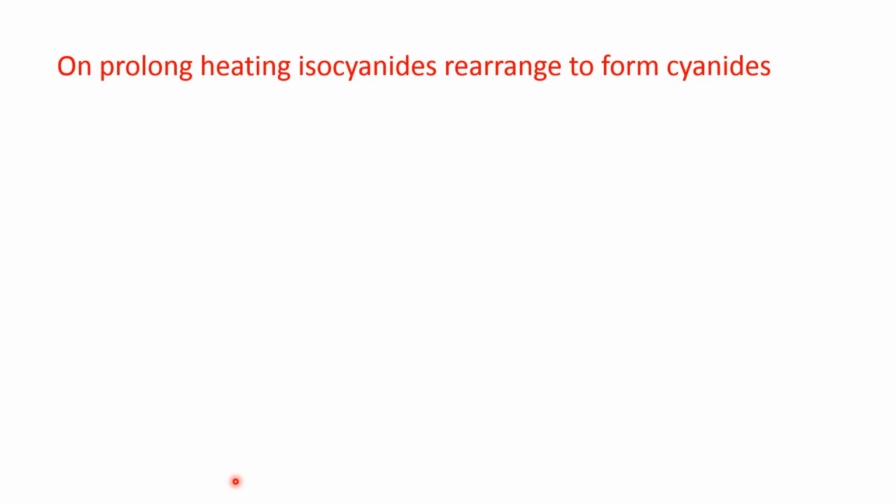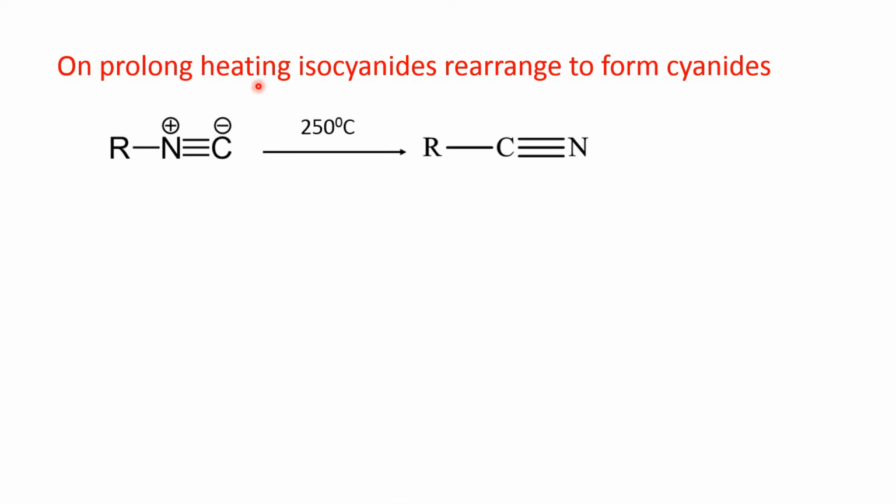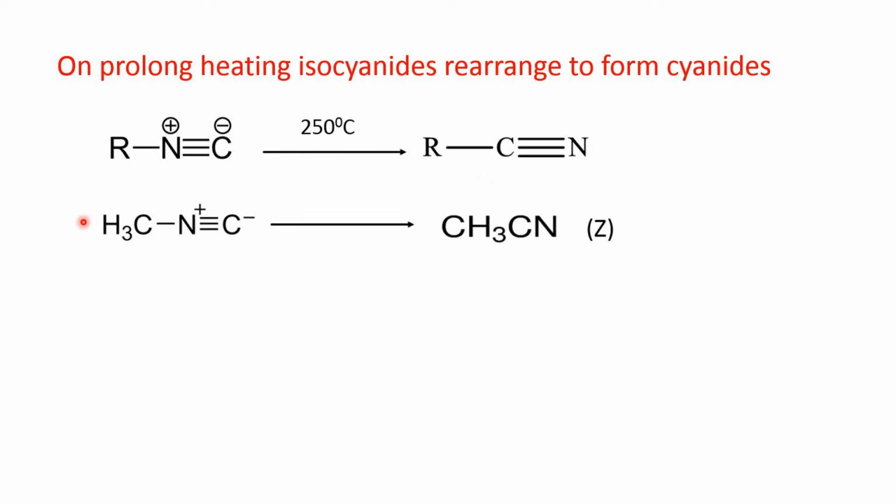Now, on prolonged heating, isocyanide rearranges to form cyanides. That means it undergoes structural isomerism on prolonged heating at 250 degrees centigrade. From isocyanide, it forms the alkyl or aryl cyanides. So if we take this methyl isocyanide on prolonged heating at 250 degrees centigrade, you will get methyl cyanide, and according to our riddle, this is our compound Z.